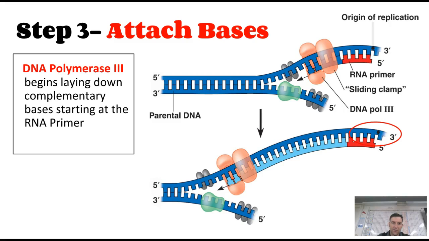Is this DNA polymerase 3? It starts to go through, and where we see that DNA molecule unzipped, it's going to lay down what we call complementary base pairs. So where there's an A, it's going to lay down a T. Where there's a C, it's going to lay down a G. Where there's a G, it's going to lay down a C, and so on and so forth.